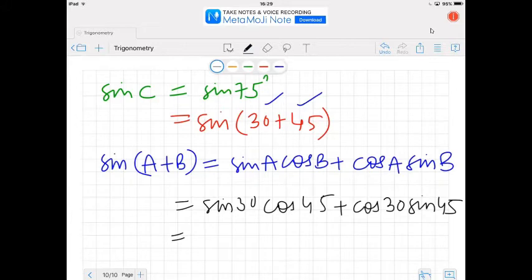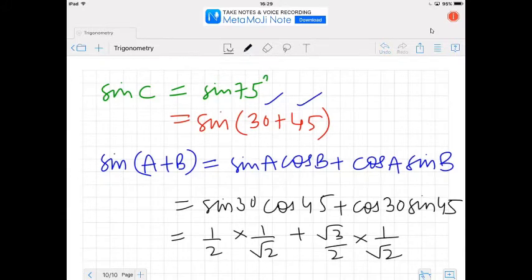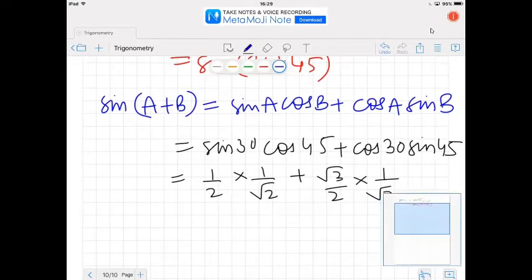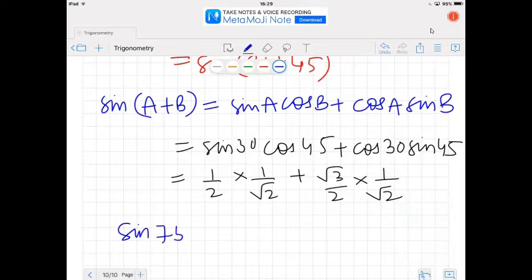Okay. Now I know all the values here. Okay. Sine 30 is equal to half. Cos 45 is 1 by root 2. Cos 30 is equal to root 3 by 2. And sine 45 is also 1 by root 2. So you see that I have found out the value of sine 75. Okay. That is equal to root 3 plus 1 upon 2 root 2. Okay. So I have the values of sine 75, sine 60 and sine 45.